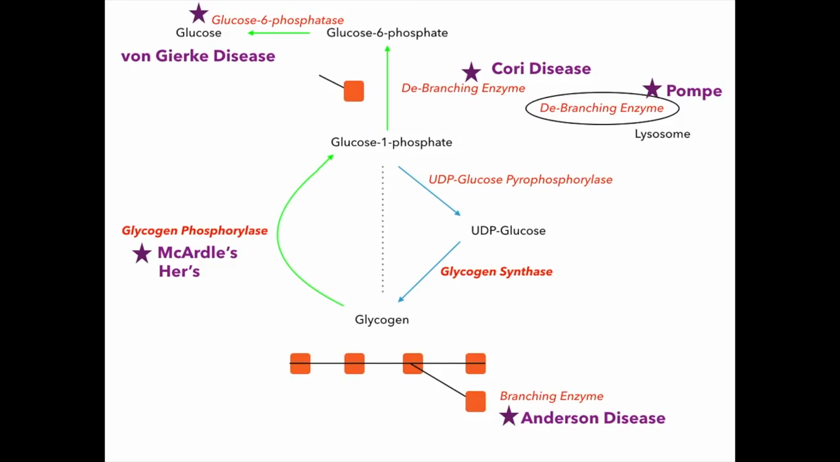This is the summary slide. I know I absolutely flew through this lecture and I flew through the biochemistry, but come back to this slide and look at what we have here. Enzymes are shown in red. Rate-limiting enzymes are bolded. Diseases are shown in purple. Glycogen synthesis is shown with the blue arrows. Glycogenolysis, or glycogen breakdown, is shown in the green arrows. And where we're branched versus debranched is shown with those orange boxes. That is everything you need to know about glycogen storage diseases.